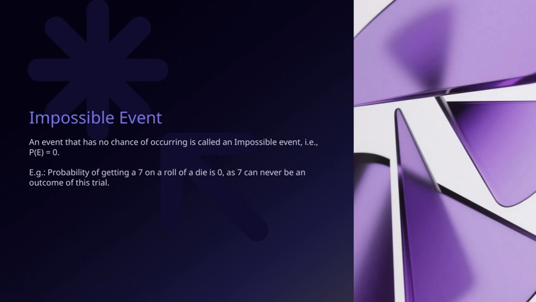Recognizing impossible events helps us understand the boundaries of what can happen in any experiment or trial. It's a fundamental concept because it sets the baseline for understanding probabilities, showing us what's out of the realm of possibility. Throughout our study of probability, keeping in mind these impossible events helps us build a clearer picture of what outcomes are feasible and which are not.